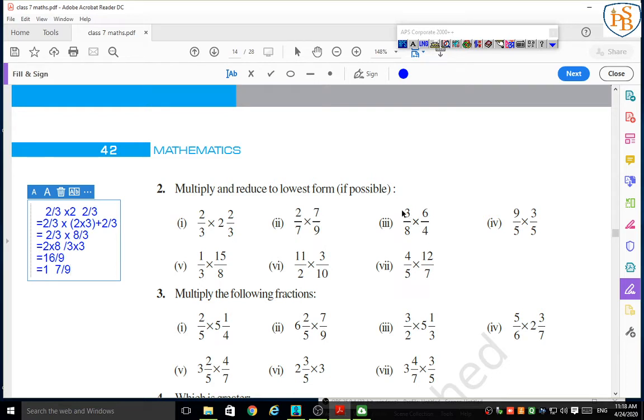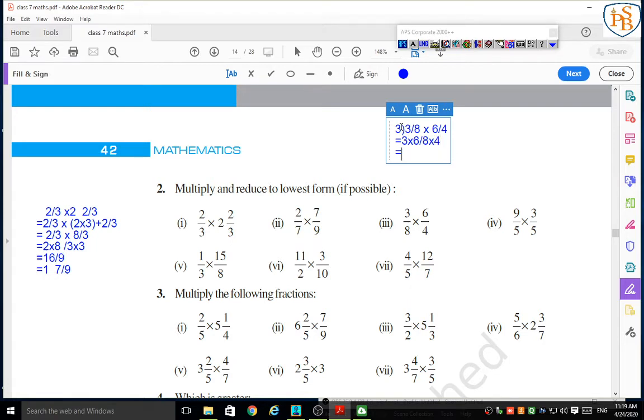Okay. Now we are going to solve this third question. Look at here carefully. Third is 3 upon 8 into 6 upon 4. So we have to do multiplication here, that is 3 into 6 upon 8 into 4. So 3 6s are 18 and 8 4s are 24.